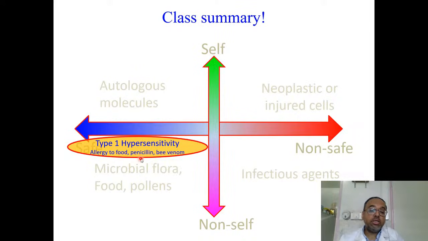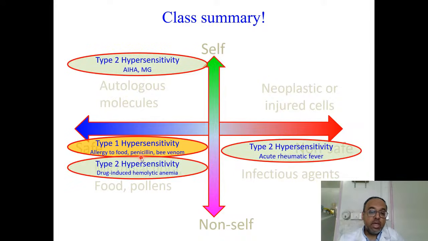So it can be food allergy, allergy to penicillin or other drugs, allergy to venom. We can have type 2 hypersensitivity in any of these three locations against foreign harmless entities like drug-induced hemolytic anemia, where the antibodies were targeting drugs that were absorbed to the surface of the RBCs, leading to blood cell lysis. Autoimmune hemolytic anemia, which is different from drug-induced hemolytic anemia, is a type 2 hypersensitivity, which is a type of autoimmune process. MG is myasthenia gravis.